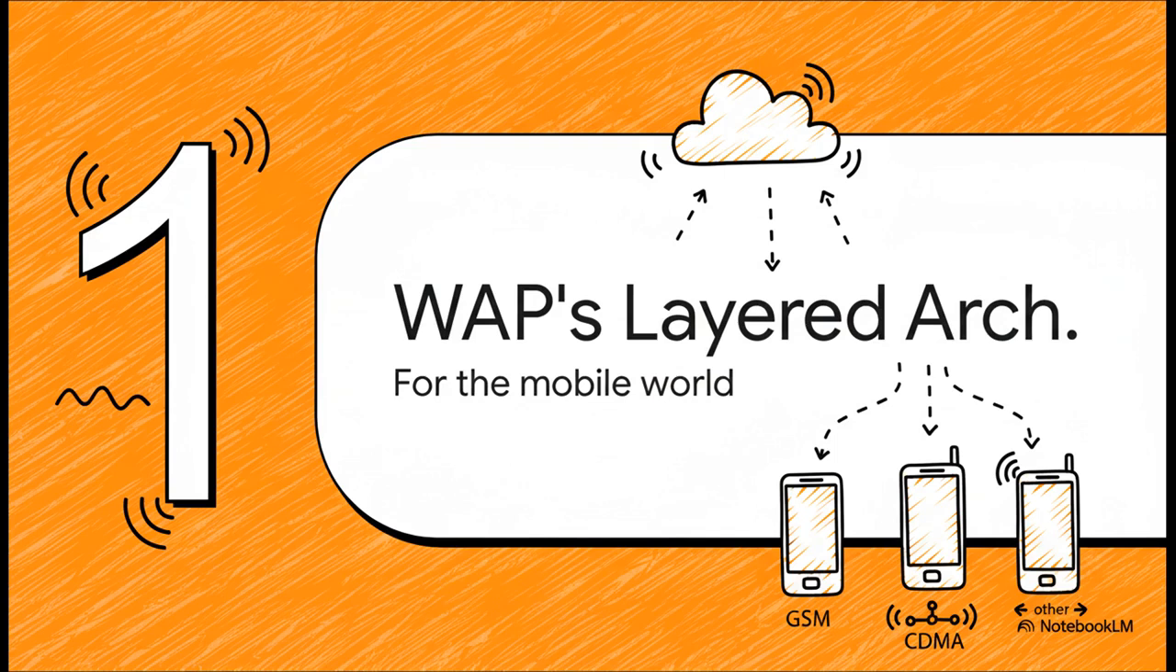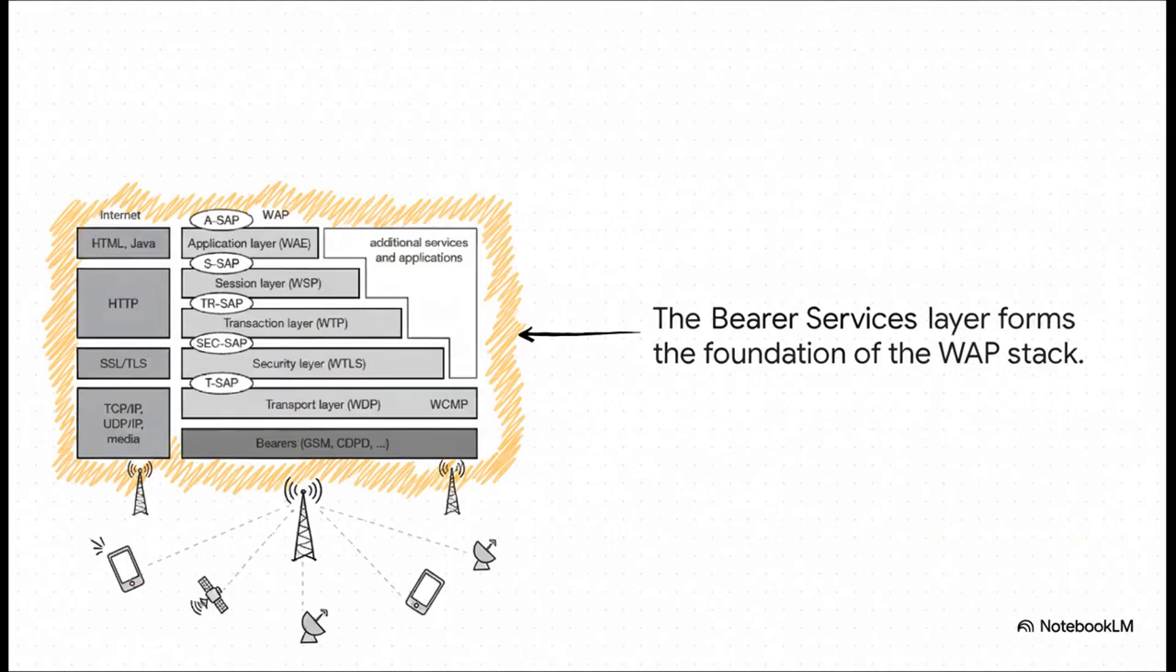The main goal of WAP, right, was to get internet content onto phones. Simple enough. But the really brilliant part was how they did it. It was built to be totally independent of the wireless network. It didn't matter if your phone used GSM or CDMA, and believe me, those were the big rivals back then. WAP was designed to just work on top of whatever you had. And it all starts right here, at the very bottom, with something called bearer services.